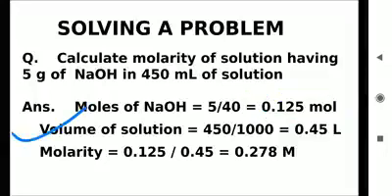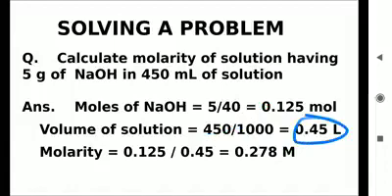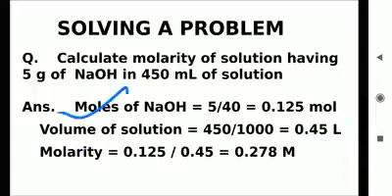Now the volume of solution is given as 450 ml, but we require volume in liters. So we will divide 450 by 1000 and get the volume of solution as 0.45 liter. As we know, molarity is equal to moles of solute upon volume of solution. So molarity is equal to 0.125 upon 0.45, and it comes out to be 0.278 capital M, or 0.278 mole per liter, or the unit can be mole per decimeter cube also.